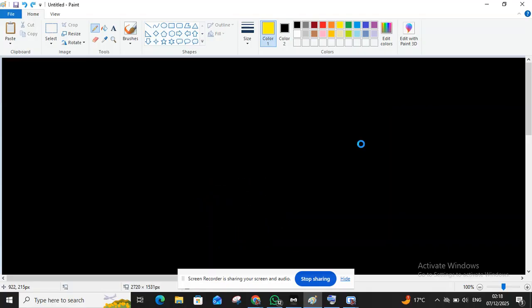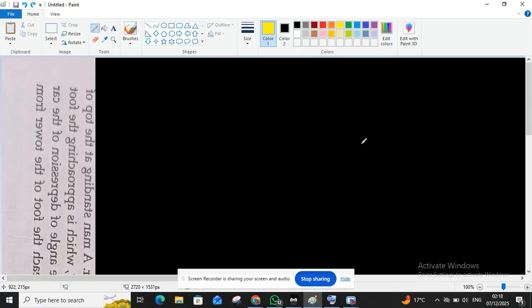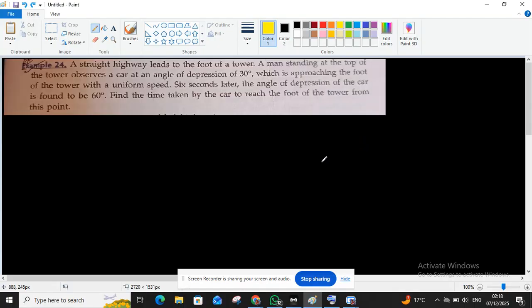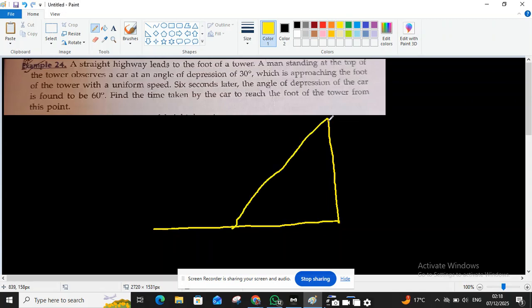So now let us do this in a bigger way. I'm just clearing off. I'm doing a big diagram because we have now understood the concept. Now we have this, a good sum. Now we have understood the concept. Now we will do it very quickly.